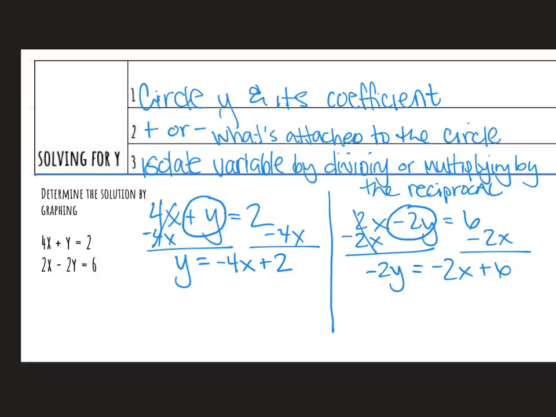I need to get rid of this negative 2 by dividing everything by negative 2. Negative 2. Don't forget the negative. Negative divided by negative is positive, so this is just x. Positive divided by negative is negative 3. So now I have 2 lines that are ready to be graphed because I have them solved for y. That's what we're going to do next.